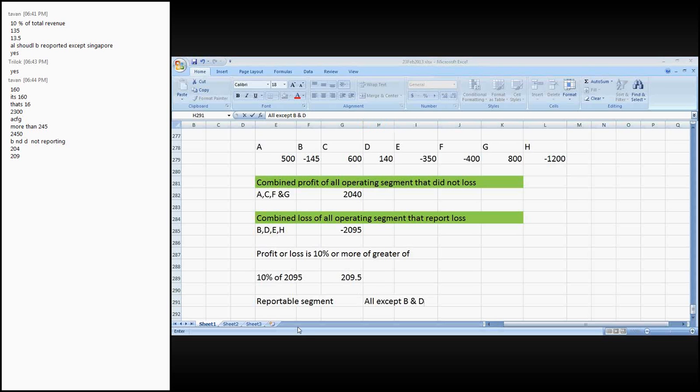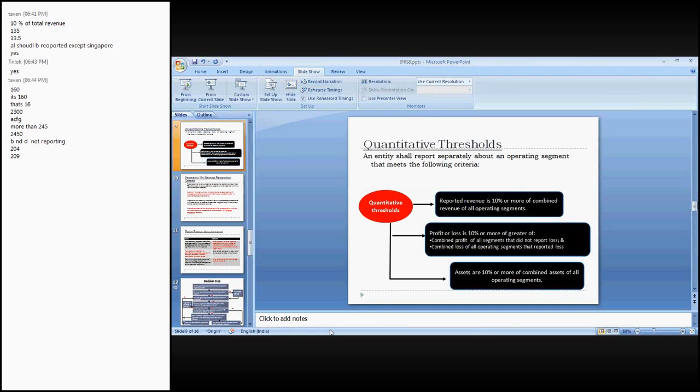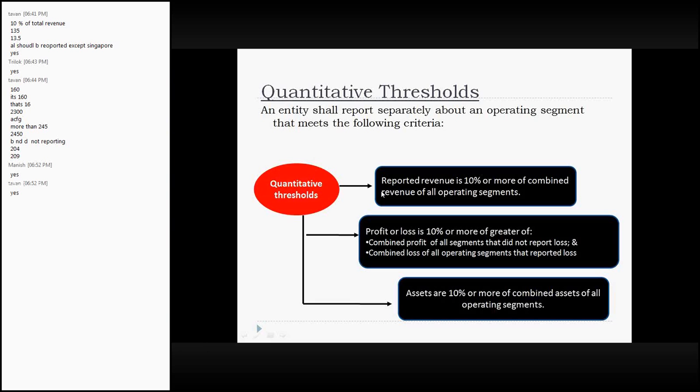What do I mean that profit or loss is 10% or more of greater of? Some people are very emotional, they cannot take a negative value even if it is higher, but it says that you will have to take it in absolute terms. First calculate the combined profit of all operating segments that did not report loss, and the combined loss of all operating segments that reported loss. Take the higher of these two values and apply 10% to that. Clear with Manish, Lavan and Trilok? They have clearly written, but even then it is an area of confusion.